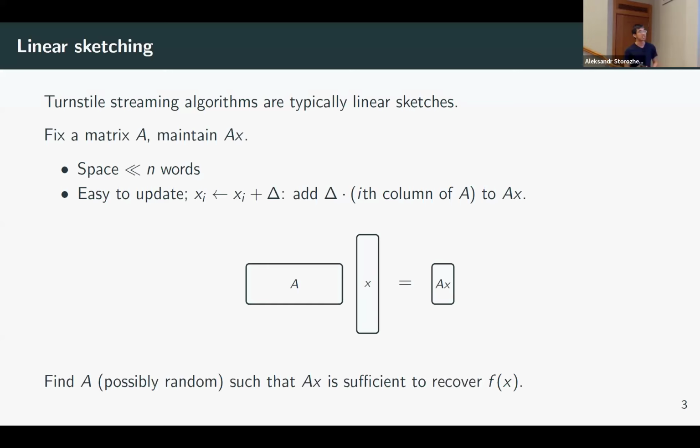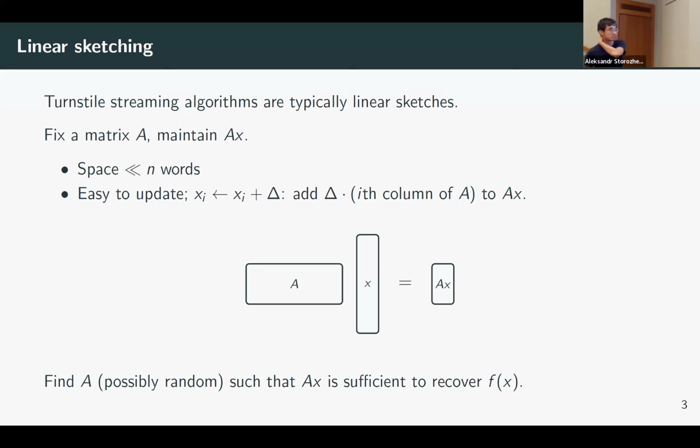Normally, then, the question reduces to finding a good A, or maybe a distribution of these sketching matrices, such that knowing the sketch Ax is sufficient to recover whatever we want to compute. Most of the turnstile streaming algorithms are designed in this way. It turns out that for the problems that people are interested in, there exist distributions of these sketching matrices with very few rows.